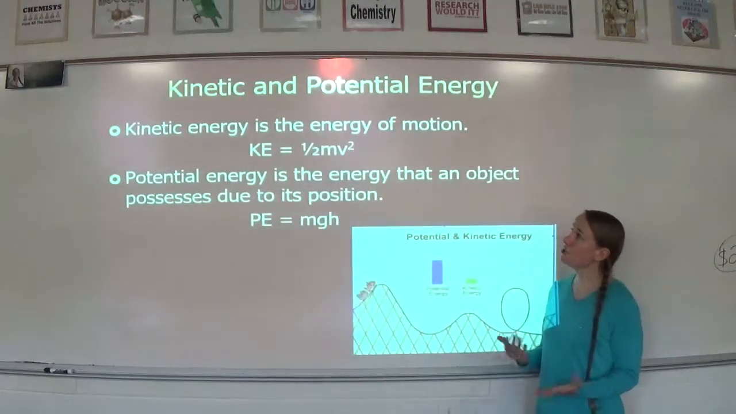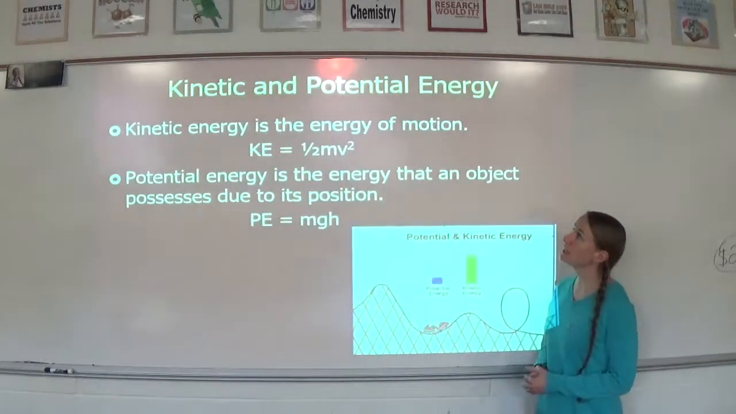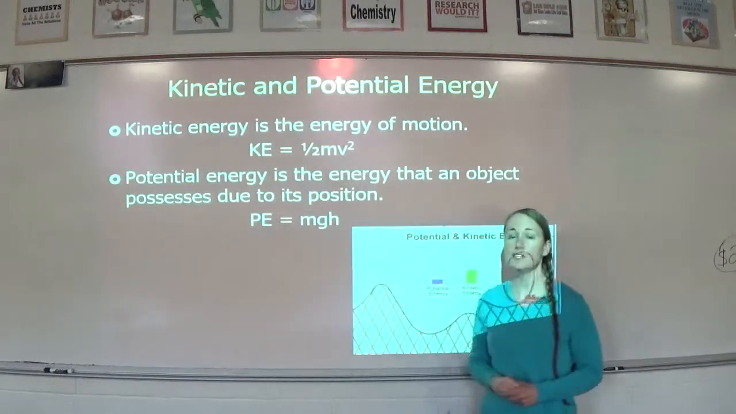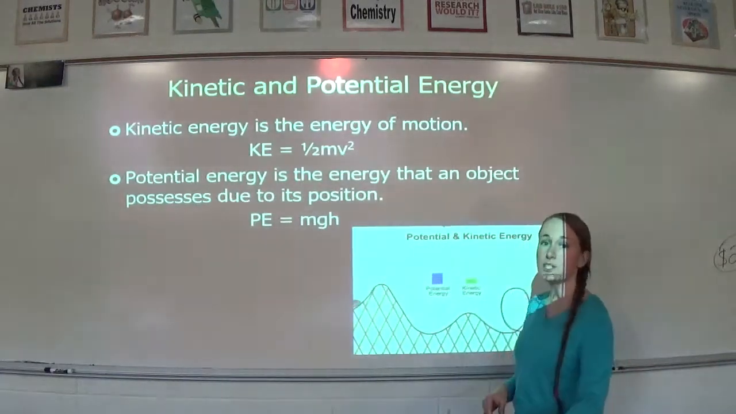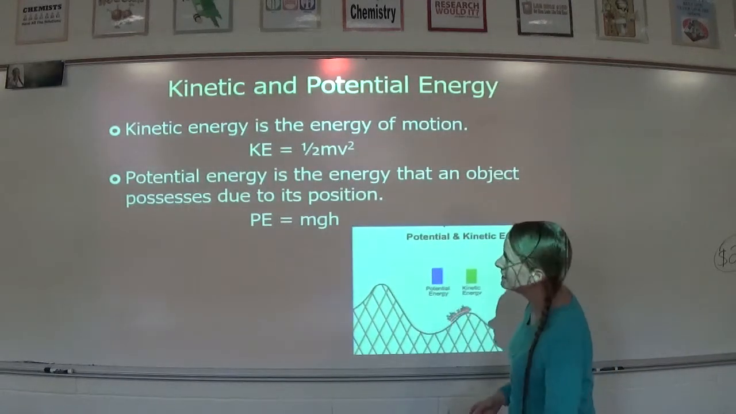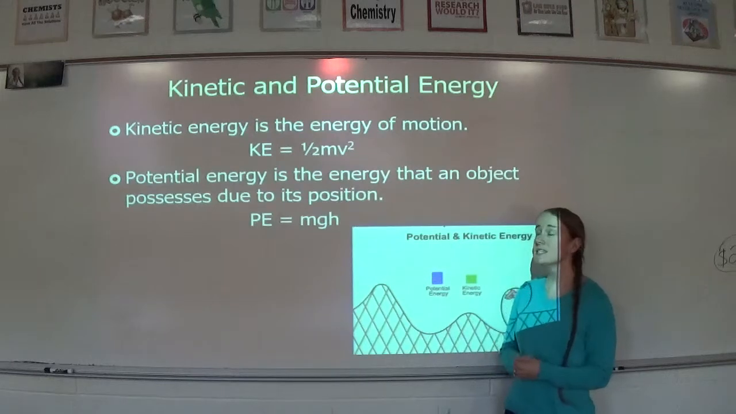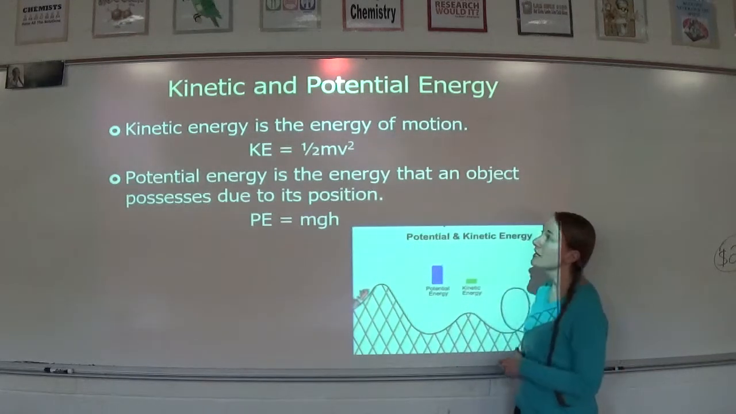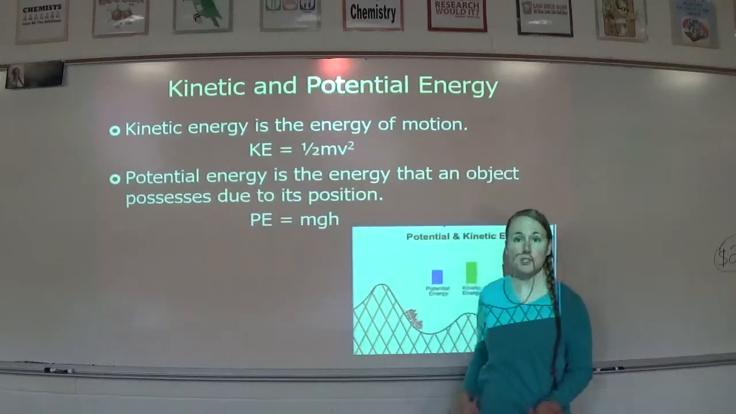So kinetic energy, you probably learned this in physics and physical science, is the energy of motion, and the formula is KE equals 1/2 mv squared. Now usually in chemistry, V is volume, but in this case it is velocity. And the important thing is, in chemistry, a lot of times we use mass as grams, but it has to be kilograms, and velocity has to be meters per second.